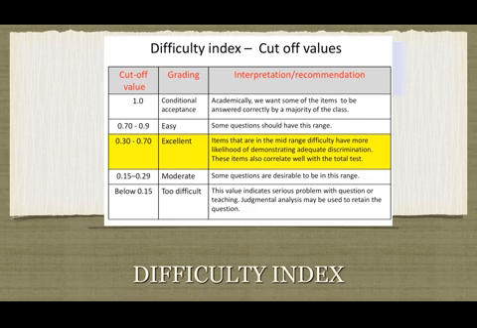0.70 to 0.9 are deemed easy. 0.30 to 0.70 are excellent in terms of grading and they have mid-range difficulty. 0.15 to 0.29 are of moderate difficulty and below 0.15 are too difficult.